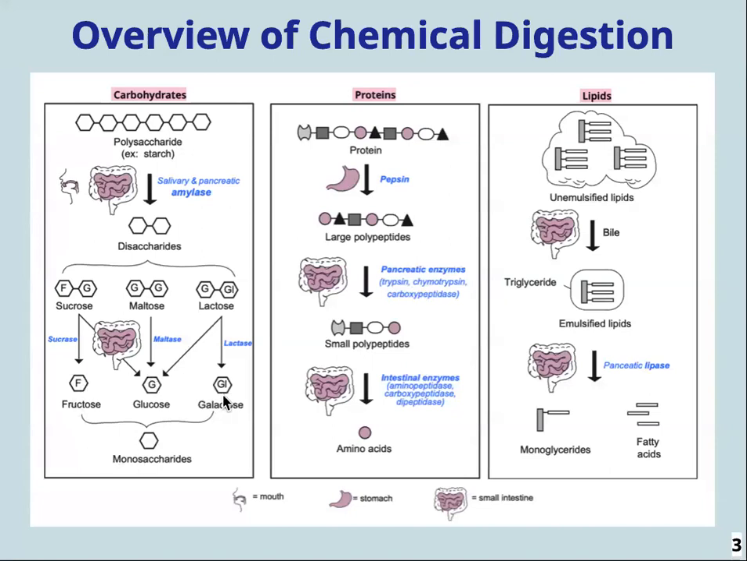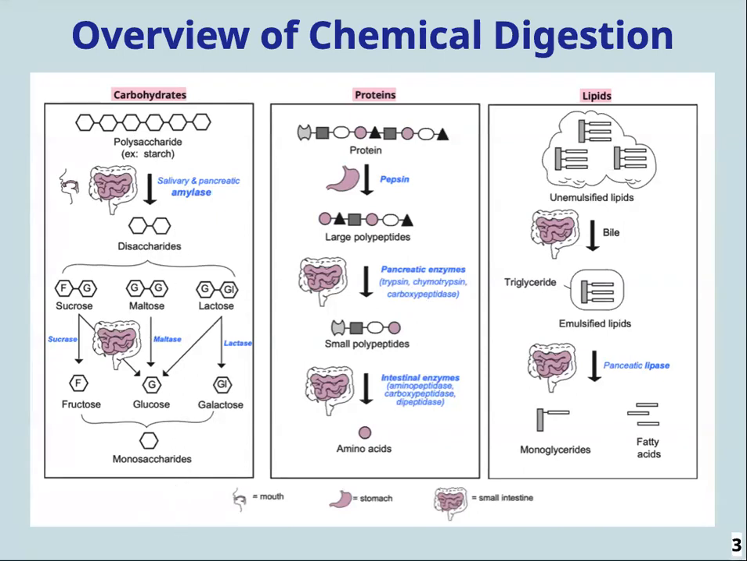monosaccharides, so single monomers. You are not responsible for memorizing, for example, that sucrose is broken down into fructose and glucose, maltose into two glucose, and lactose into glucose and galactose. You don't have to know that, but you should recognize these names as names of enzymes that break down disaccharides, and amylase as an enzyme that breaks down polysaccharide into disaccharides.